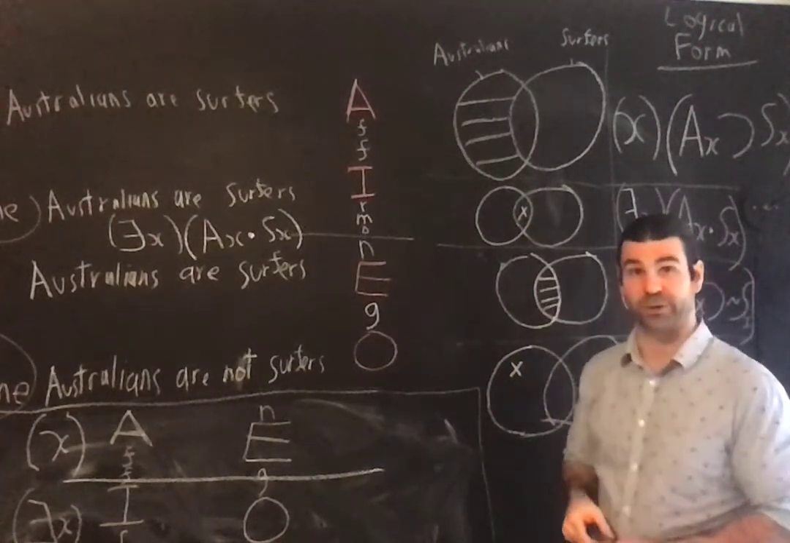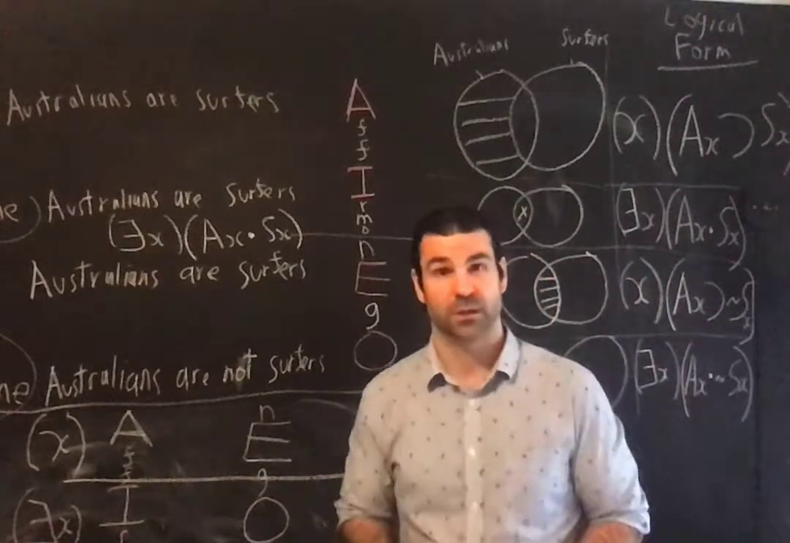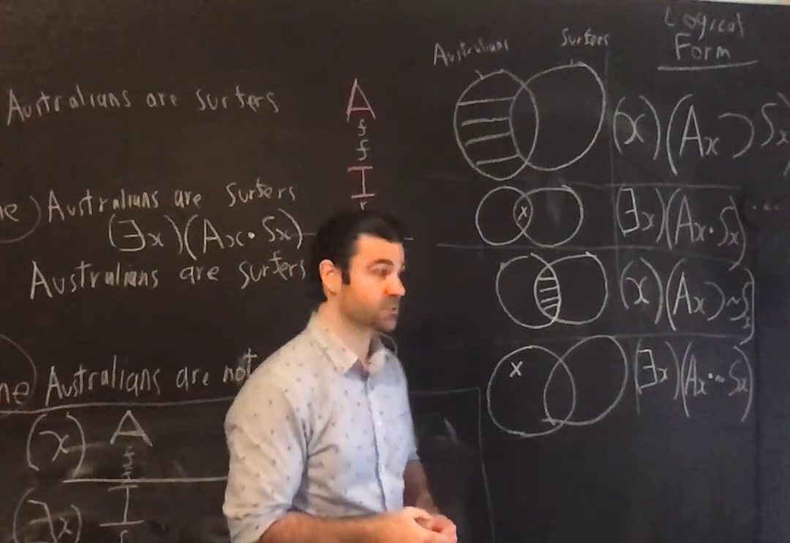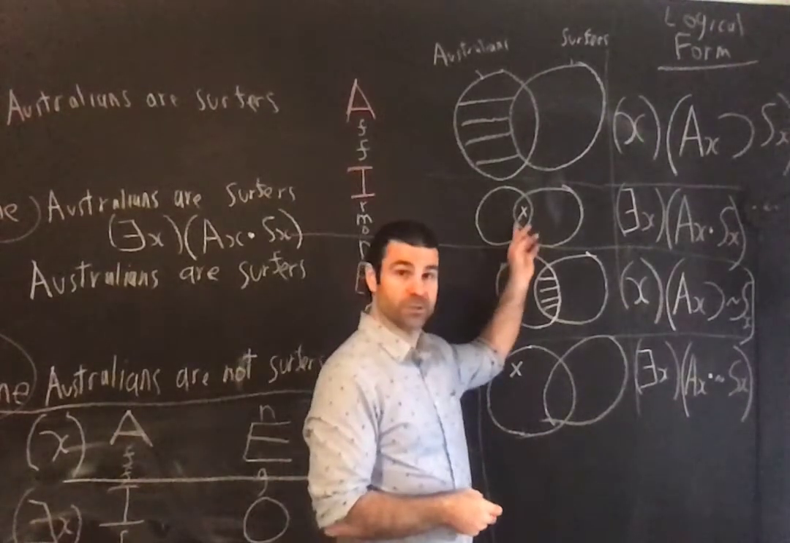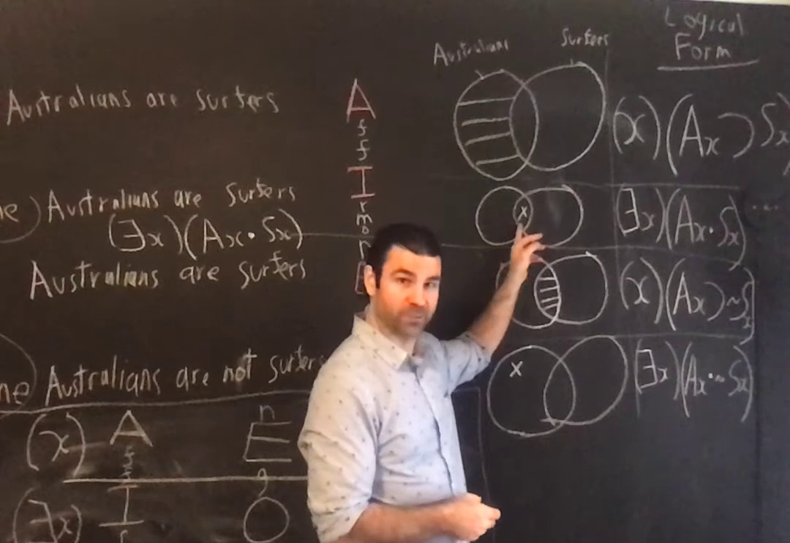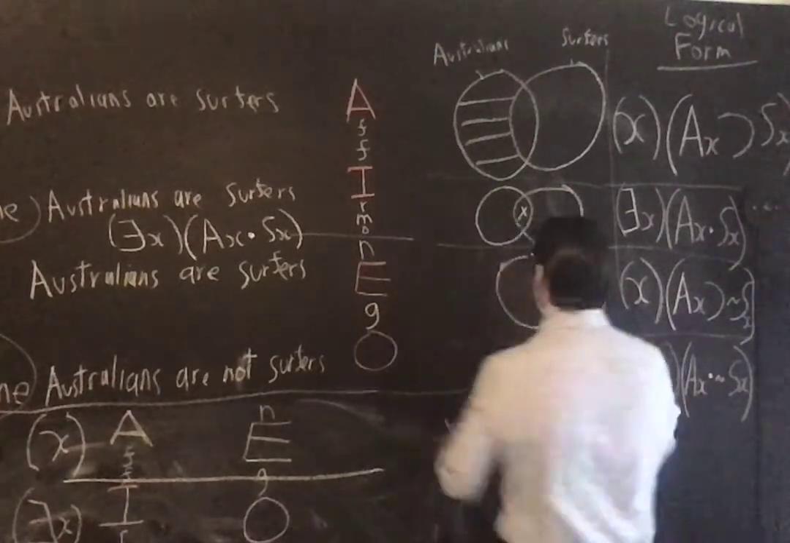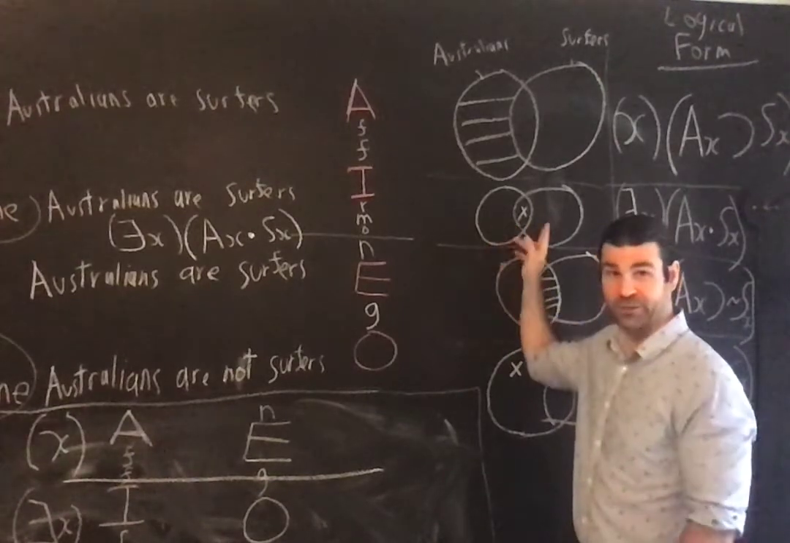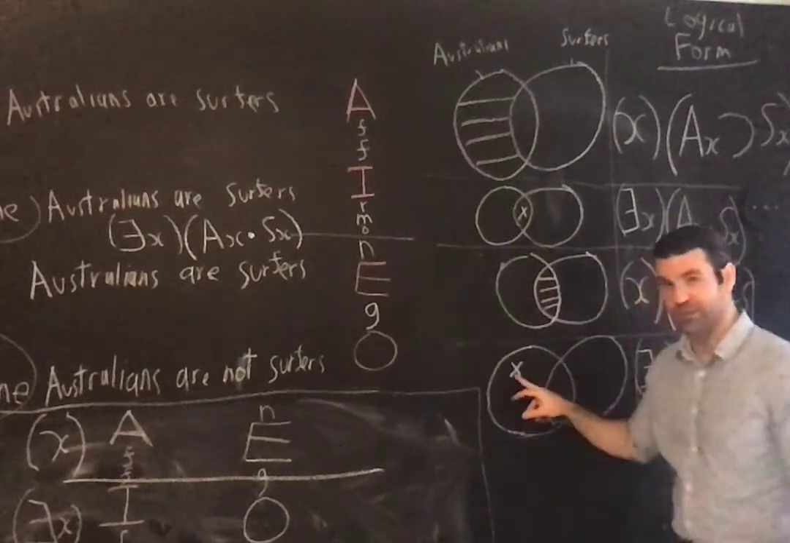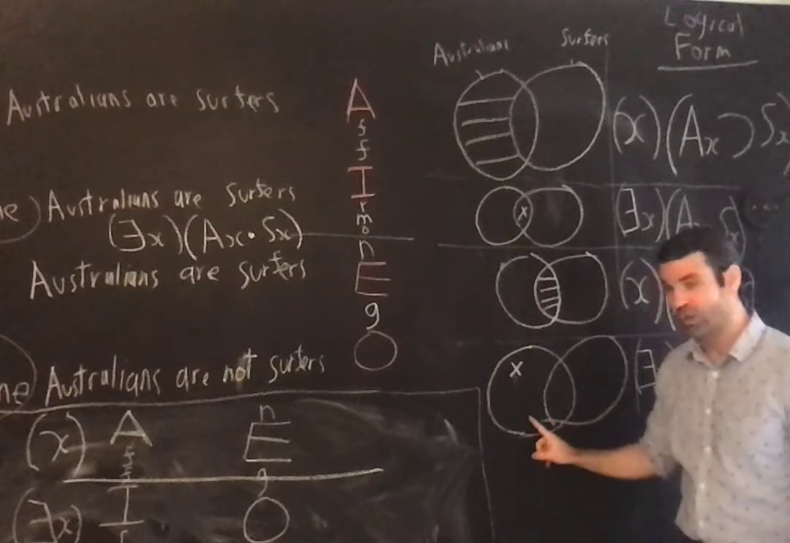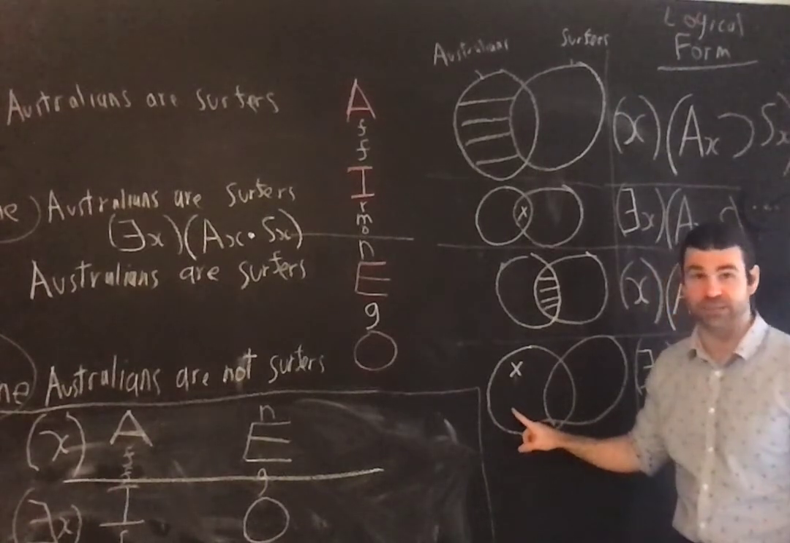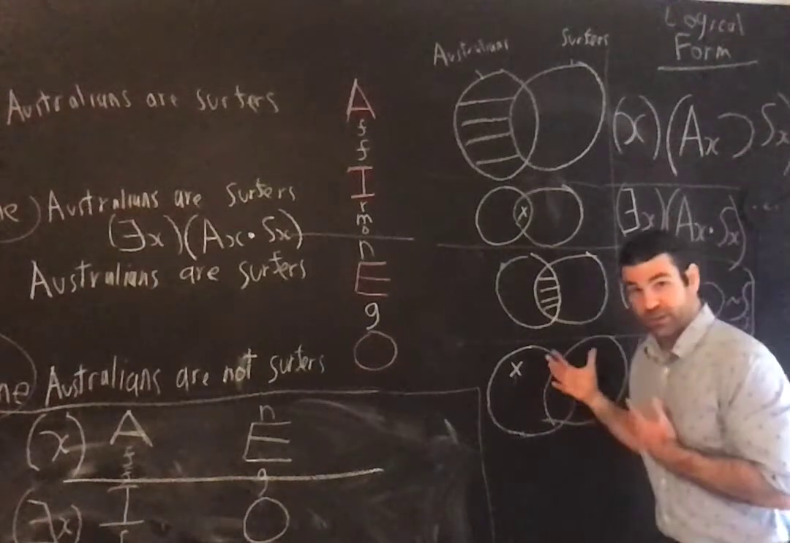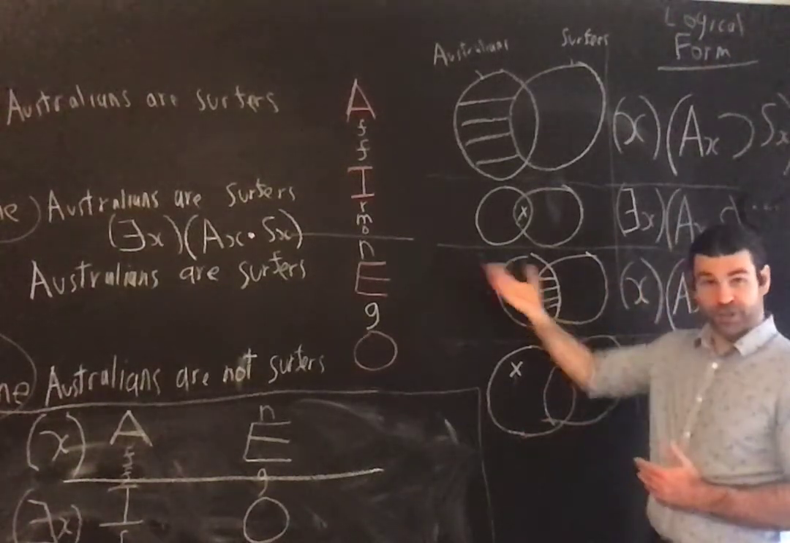If there is an X in an area, it means there is at least one individual member of the set or sets. If there's an X in an area, it means there is an individual in that area, right? So this is going to mean that there exists at least one which is both Australian and a surfer, okay? And this is going to mean there is at least one which is an Australian and is not a surfer, okay? So these are Venn diagrams of our various propositions.